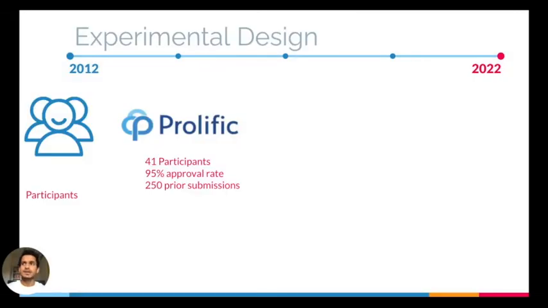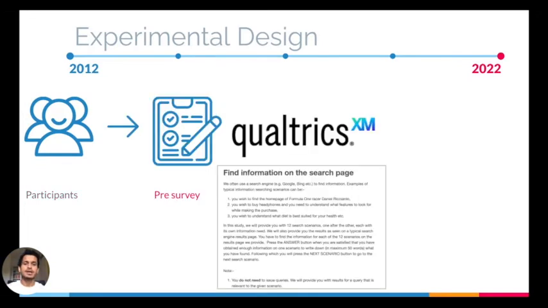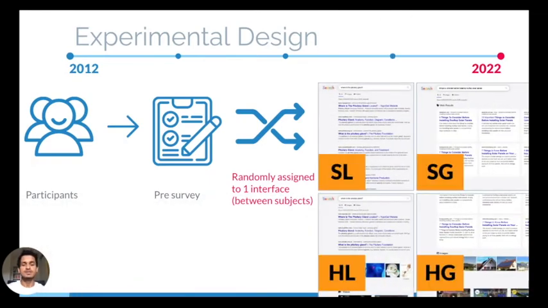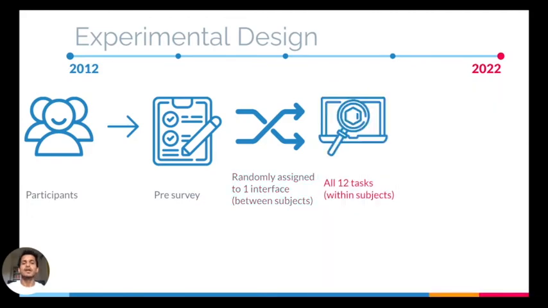We conducted a study with 41 participants who were recruited from Prolific. They started the study by filling up a pre-study survey conducted on Qualtrics, following which they were randomly assigned to one of the 4 interfaces. Hence, the SERP layout was a between-subjects variable for our study. On their assigned SERP layout, they now had to complete the 12 tasks.